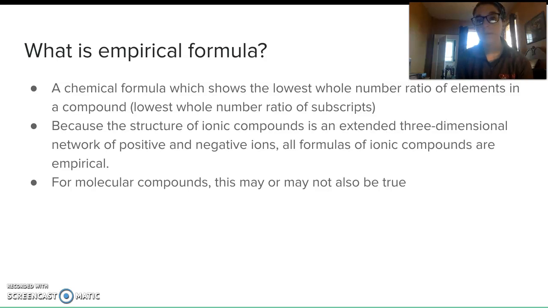So for ionic compounds, which remember their molecular formula is called a formula unit, is already equal to the empirical formula. For molecular compounds, which are two nonmetals together in a compound, this may or may not be true. So sometimes the empirical formula is going to be equal to the molecular formula, but sometimes it's not. The molecular formula can be reduced to find the empirical formula. So we're going to look at examples so that you kind of know what this looks like.